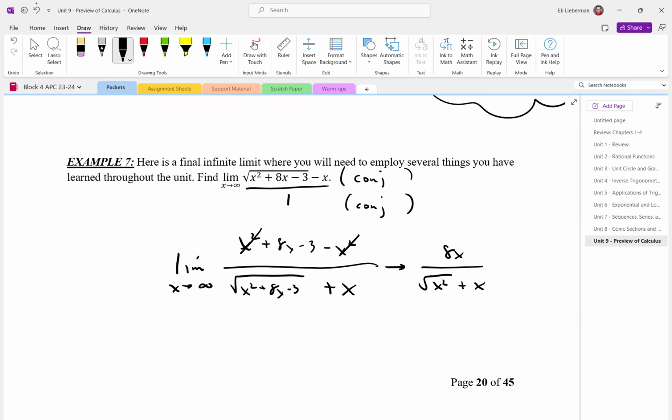But wait, what about the absolute value? So 8x over 2x. It's 8 over 2, so it's equal to 4.